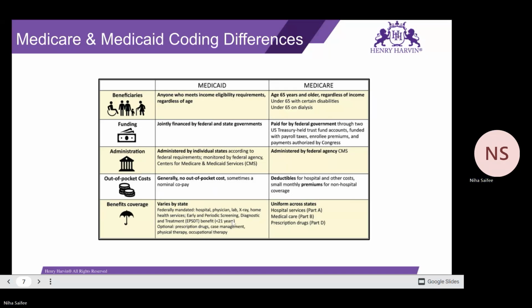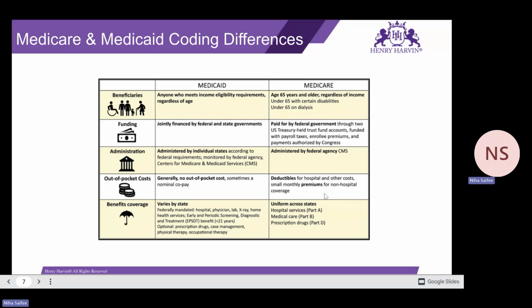So, what are the benefits? Physician, lab, X-ray, home health services, early periodic screening, diagnostic and treatment benefit for those less than 21 years. There are other optional benefits: prescription drugs, case management, physical therapy, that is your physical therapy and occupational therapy. So all these benefits can be covered in Medicaid.